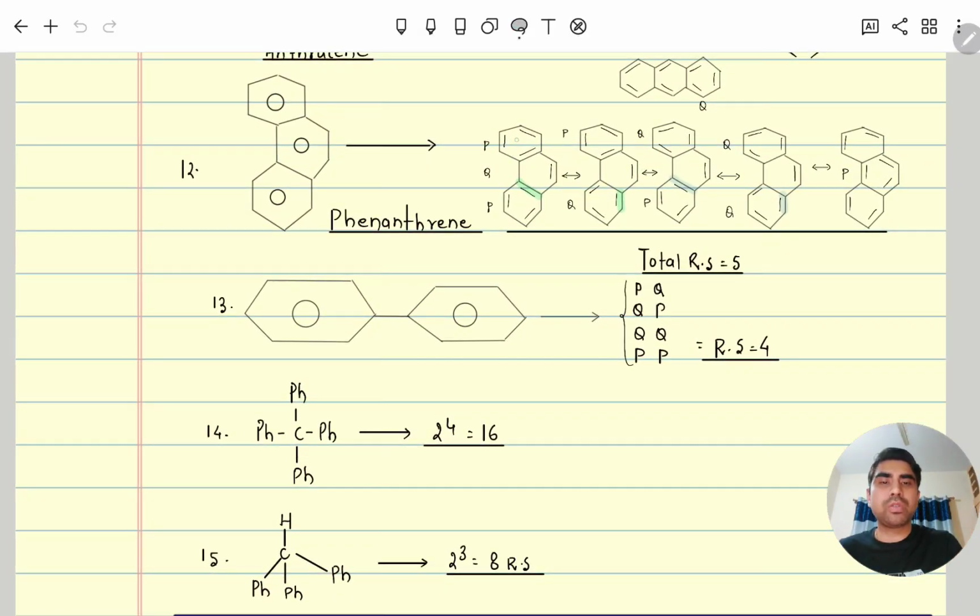Similarly coming to here, that phenanthrene. So phenanthrene also, each benzene, both types of benzene, PQ we will draw. So overall total it is coming here 5 resonating structures. Now here in benzene P, so here it is P, here QQ, PQ, QP. So total 4 resonating structures.